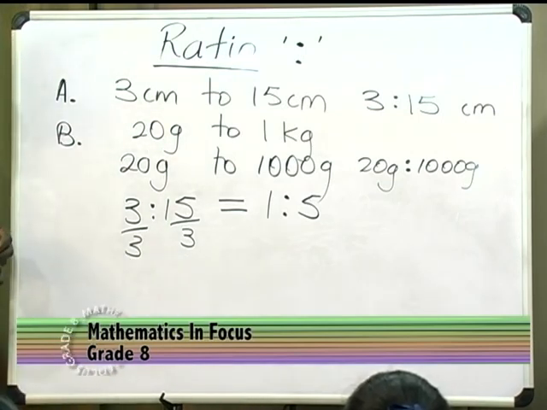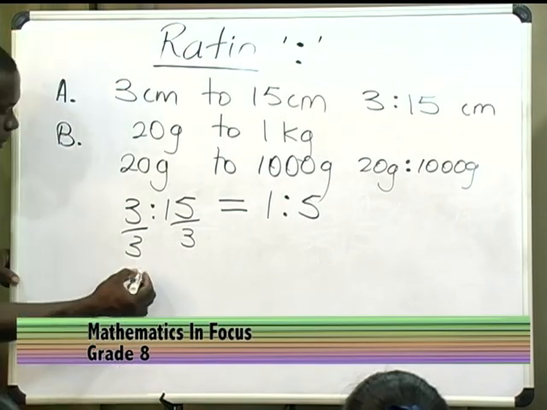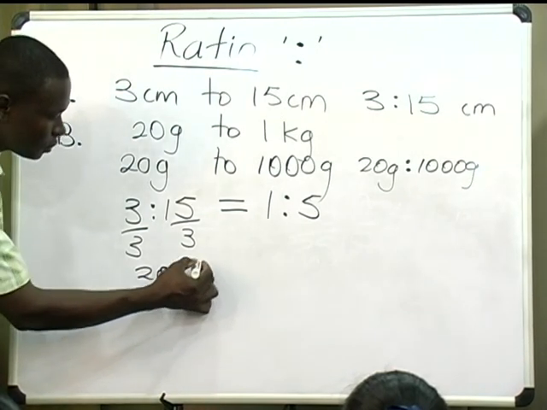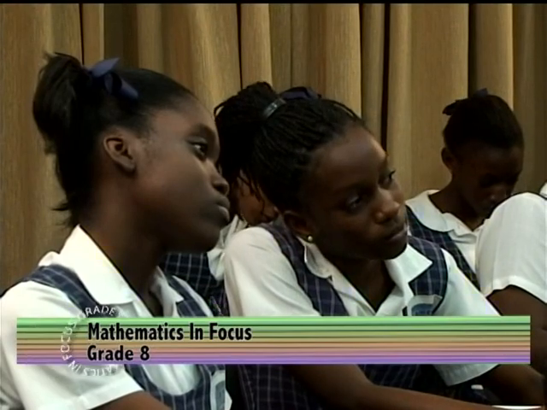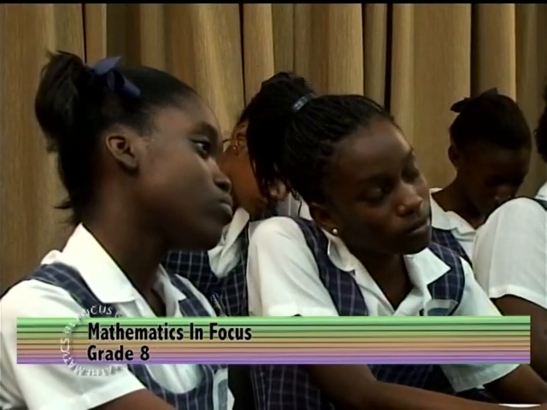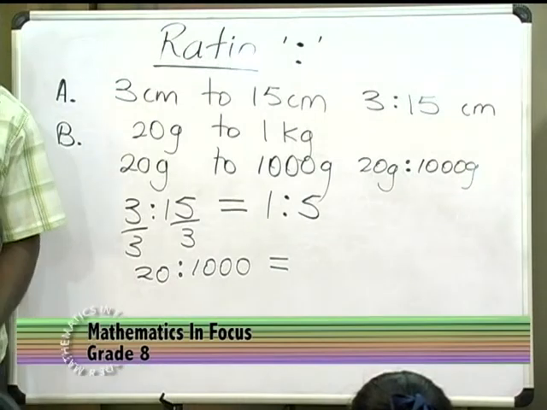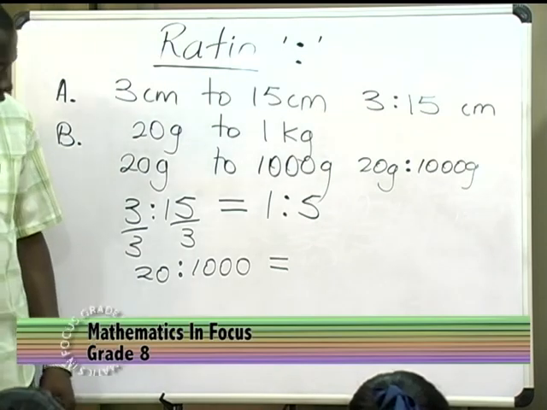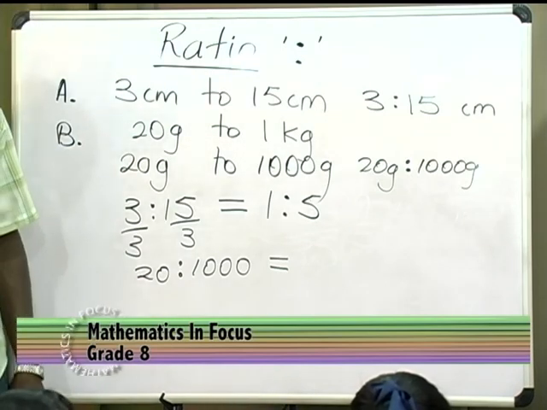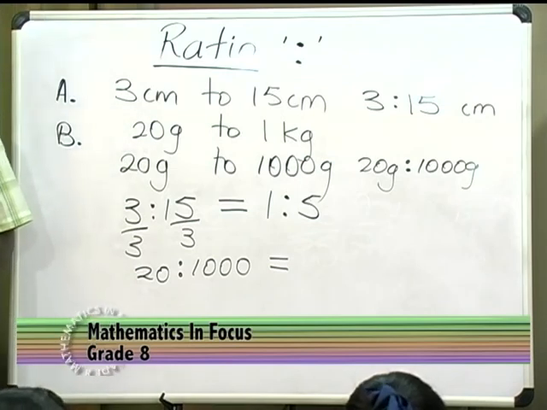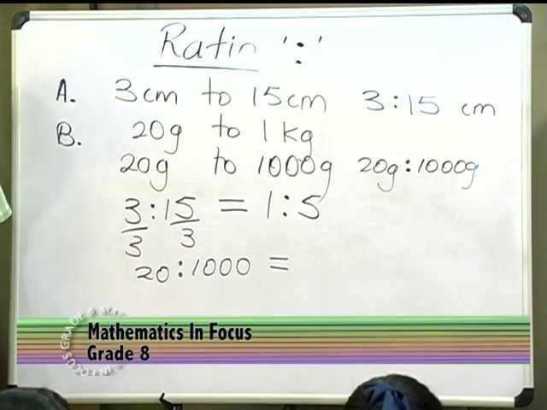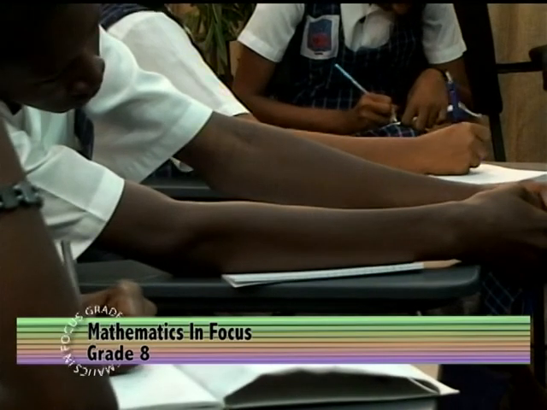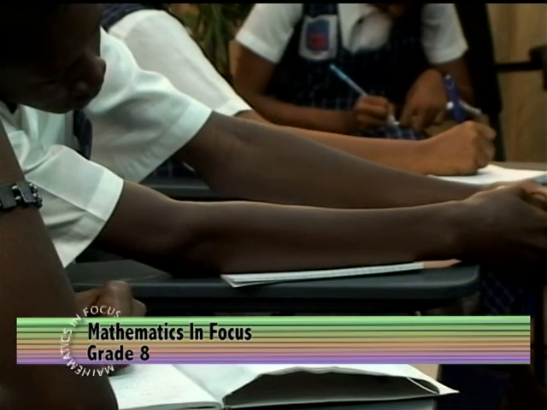So tell me, 20 to 1,000, what will that be? 20 to 1,000. What will this be equal to? Take a few seconds and do it quickly. I will come back to you for the answer. Someone is already ready to give the answer. Remember, we first have to find this common factor, this number that can divide both 20 and 1,000.